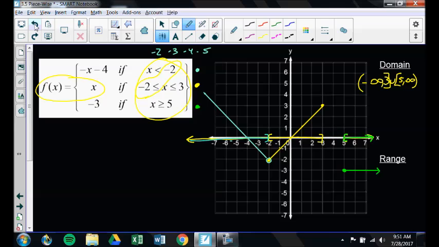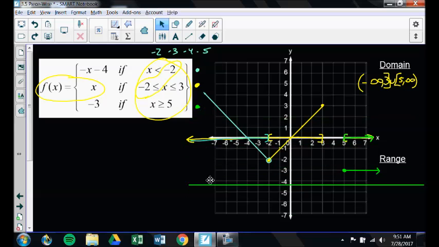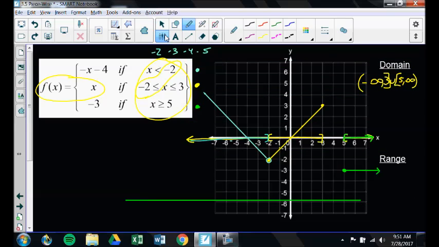Range is less obvious. It's not just given to you. But remember, I talked about a scanner. Think about a vertical, or sorry, in this case, a horizontal line, just going and scanning up and seeing where you hit the graph. We hit the graph at -3, and then at -2, and up, up, up, up, up forever, because right here is an arrow, up forever. So the range of this is going to be -3 in a set bracket, along with -2 to infinity. And I'm sorry, that should be a bracket and a parenthesis.